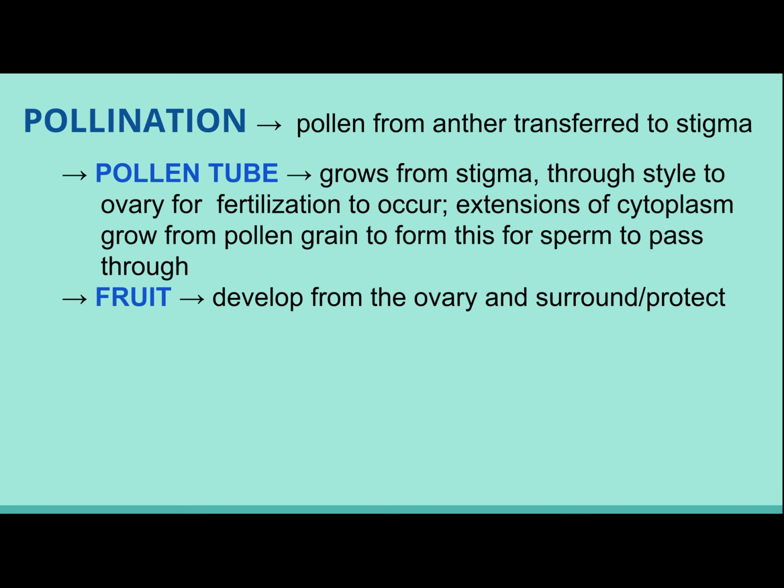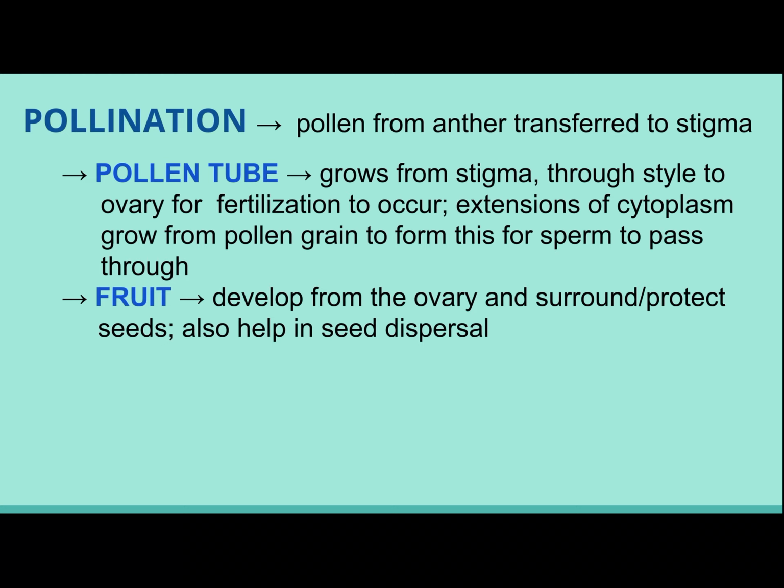Okay, and the fruit then develops from the ovary, and it surrounds and protects the seeds. Once fertilization occurs, the petals will fall off, the stamen will fall off, the sepals will fall off, and pretty much all you have left is the ovary of that flower. And then that ovary starts to grow and become fleshy, and it grows into what we know to be the fruit of that particular flower.